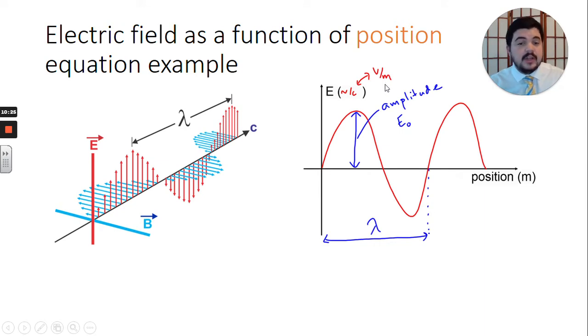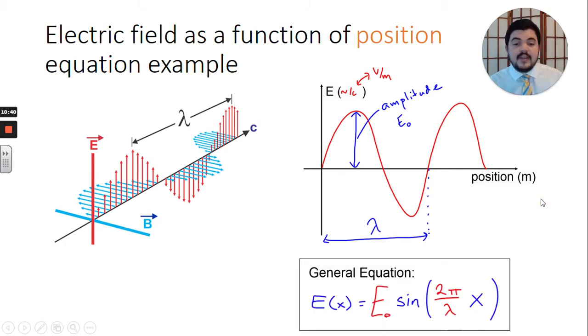Those are equivalent units. And this is our wavelength lambda, and we know it's a wavelength, not a time period, because we're plotting against position. The graph, or the equation for this type of a graph, might look like this. Your electric field as a function of position x is your amplitude, E subscript 0, times the sine of 2 pi over the wavelength multiplied by position. So this is what your field as a function of position graph looks like.